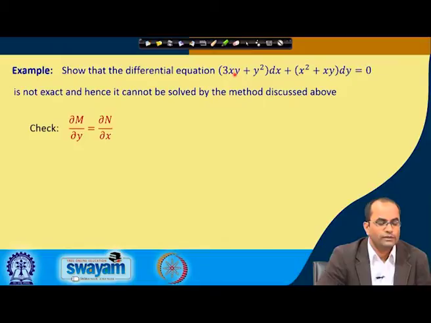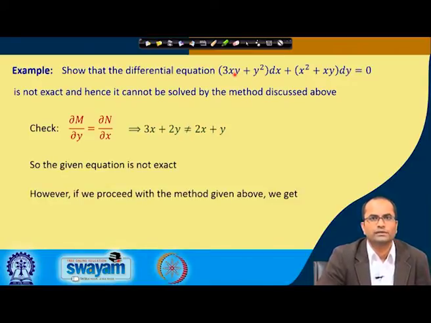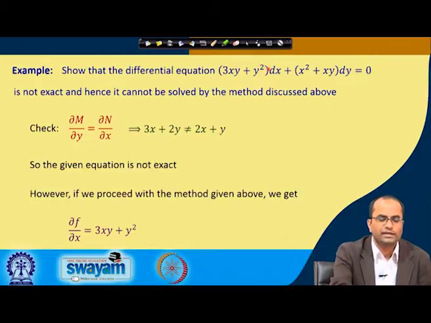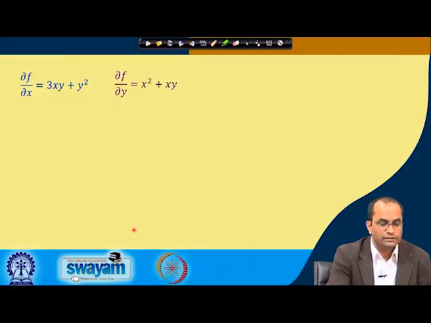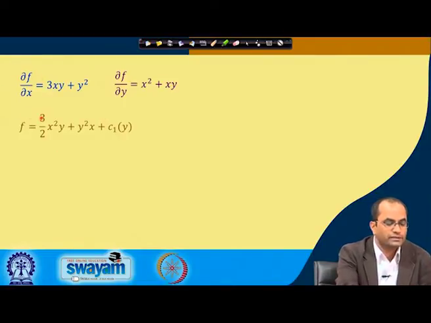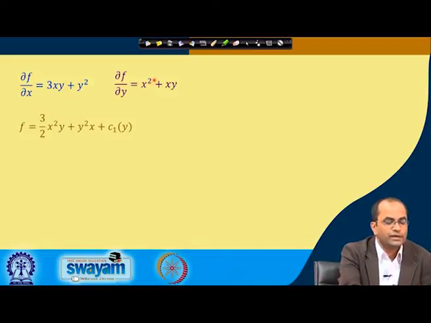So, just to check here, del M over del y is equal to del N over del x. This is not the case. They are not equal, so the given equation is not an exact differential equation, but we will now proceed exactly as we have done before. That means del f over del x we will take as 3xy plus y square, and del f over del y as x square plus xy. With these two conditions, we will now integrate the first one with respect to x. So, f is equal to 3x square by 2 times y plus x y square plus c1 of y. On integration we got this function, and then we can differentiate this with respect to y and equate it to the other condition.